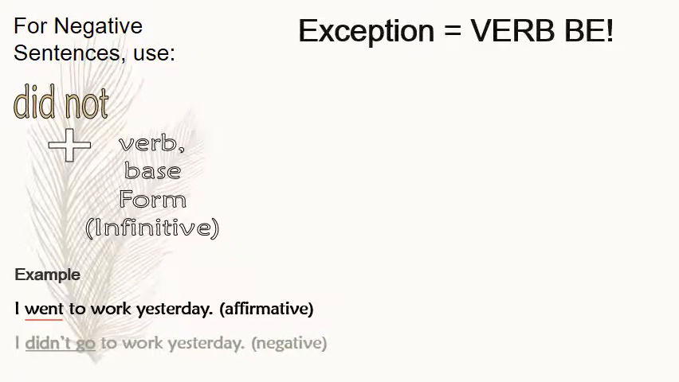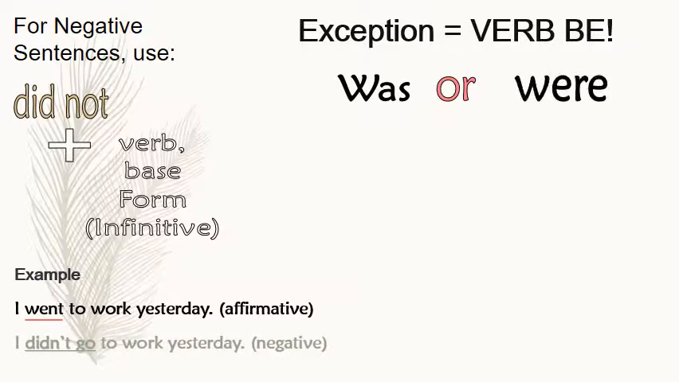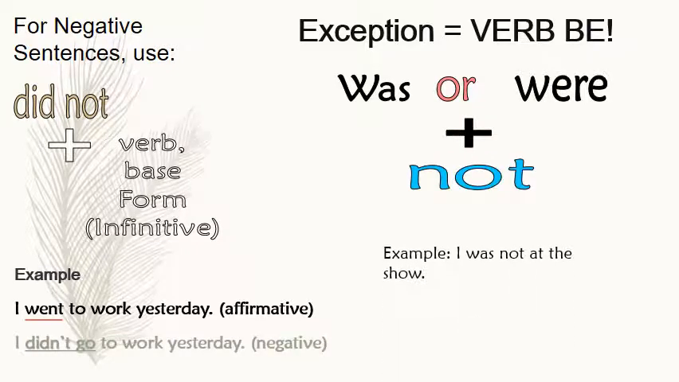But I have an exception for verb to be. What must I do with the verb to be? The verb to be is was and were in the past. What if the sentence has was and were in the past? Do I use did not? No. If you remember, the rule says that we just add not after the was or were. Was or were plus not. Example, I was not at the show.